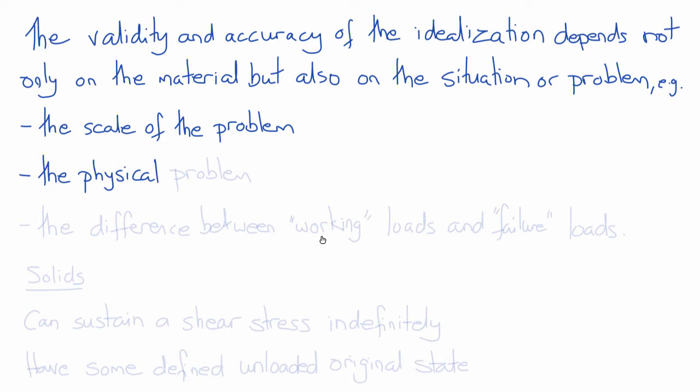It also depends on the physical problem that we're trying to solve. For example, the flow of air in the lungs or the flow of blood in the blood vessels can be accurately approximated as an incompressible flow. Blood and air for those problems can accurately be approximated as incompressible fluids.